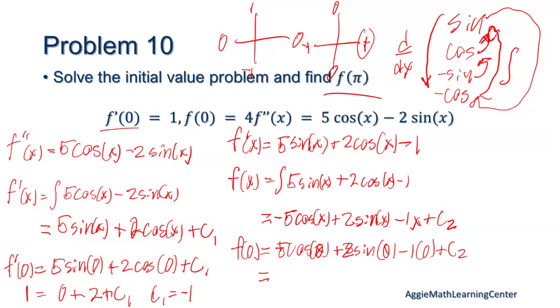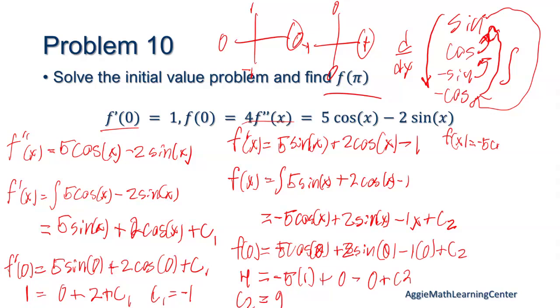Cosine, I just said that was 1, so that's going to be negative 5 times 1, plus sine is 0, plus 0, minus 0, plus c2. It's all equal to, where is it? 4. So add 5 over, leave c2. That's going to be c2 is equal to 9. So now f of x is equal to negative 5 cosine x plus 2 sine of x minus 1x plus 9.